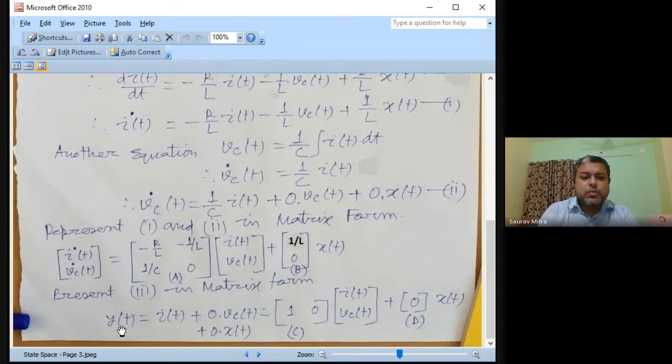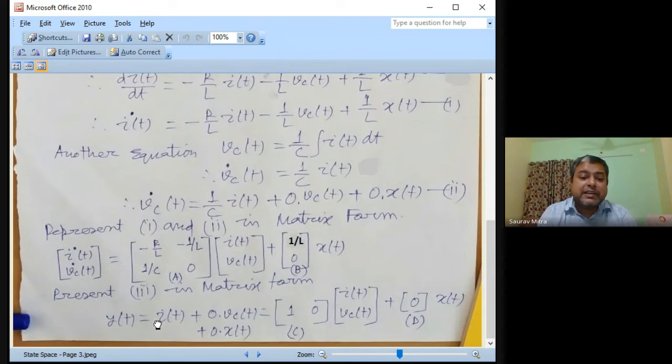So first case, Y(t) is equal to i(t), because I have told you to take i(t) as the output equation. So Y(t) is equal to i(t). That means Y(t) is equal to i(t) plus 0 of Vc(t) plus 0 of x(t). I am writing these two terms because Y(t) also will be in the same form.